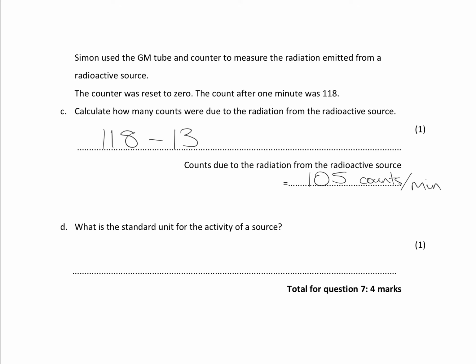Now that brings us on to the last part of the question, which is what is the standard unit for the activity of a source? Now, counts per minute isn't the standard unit. The standard unit is actually the becquerel, which we shorten to this, but the long one is spelt like this. It's quite a tricky spelling. That is equal to a count per second, but we were looking for that word becquerel to get the marks.